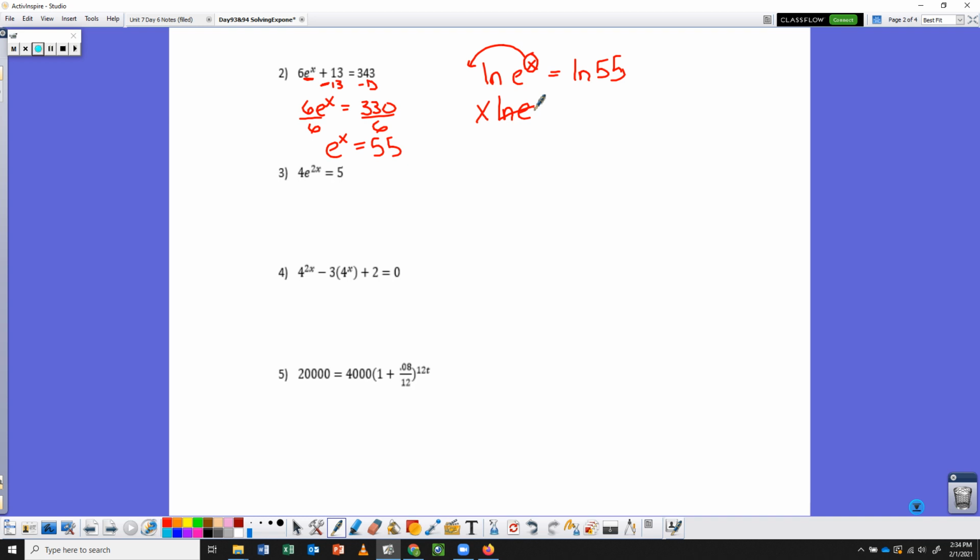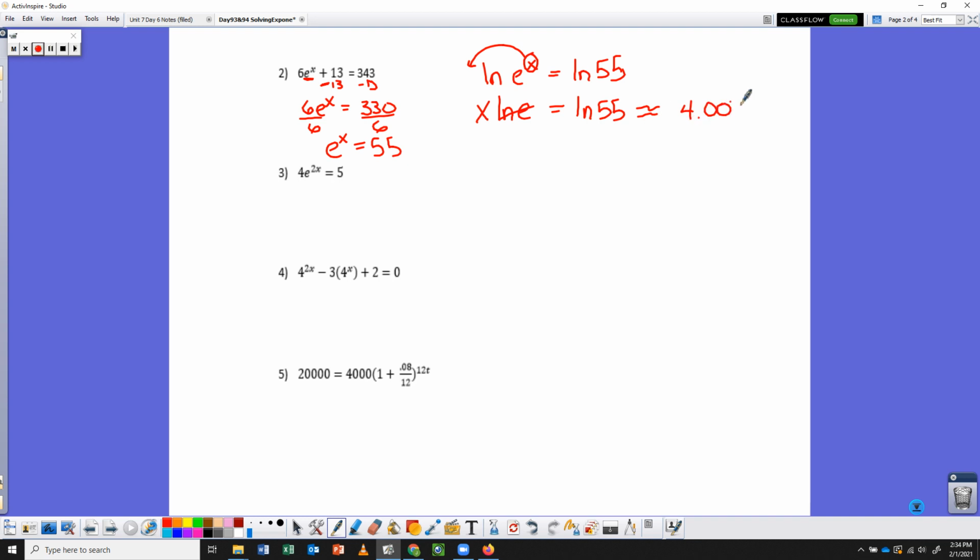On the left-hand side, all I have to do here is just take the natural log of 55, and I'm going to come up with my answer. Again, I'm going to take this out to 3 decimal places. So natural log of 55 is about 4.007.